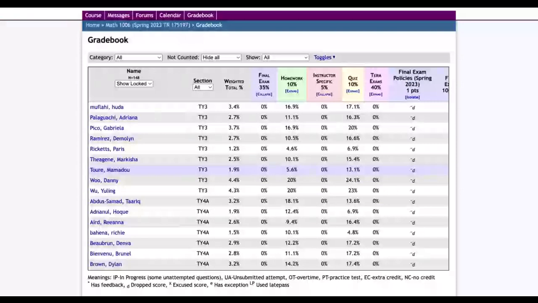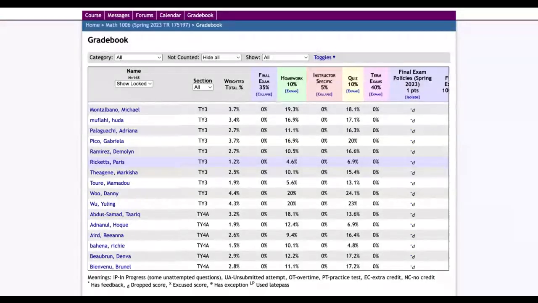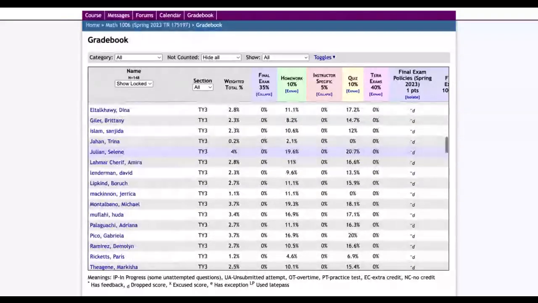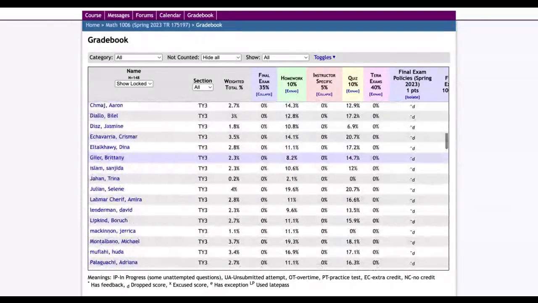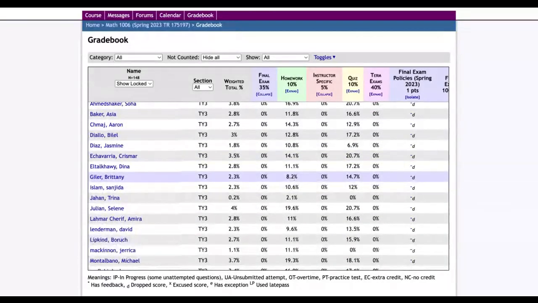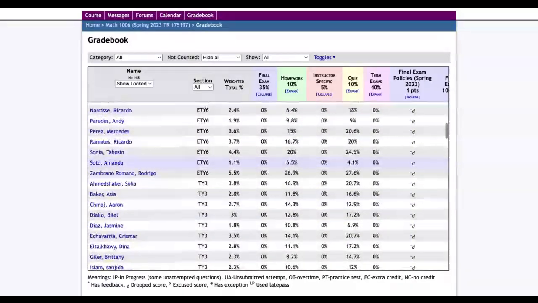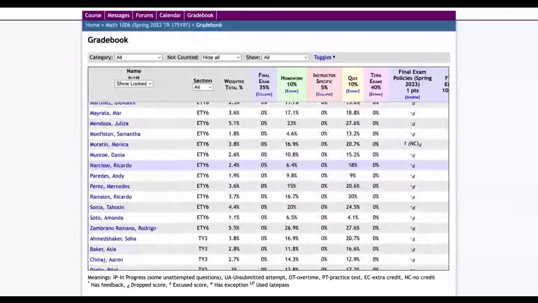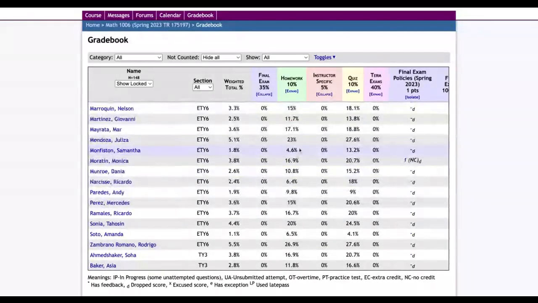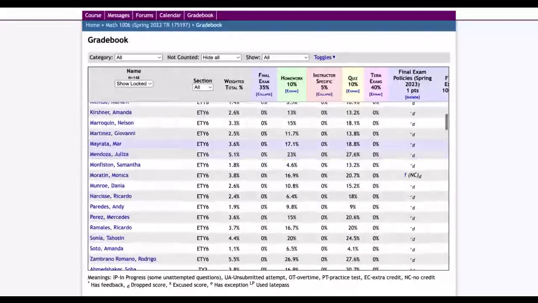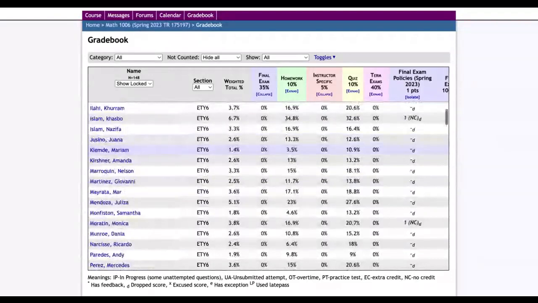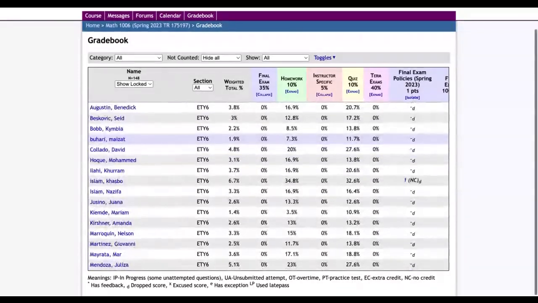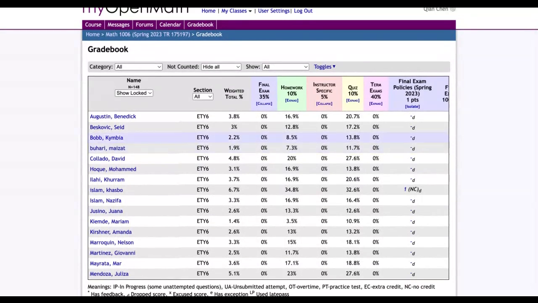5.6, Mamadou. 4.6, Paris. What a beautiful name. 9.6, David again. 2.1, Trina. 8.2, Brittany. Amanda, 6.5. Andy, 9.8. Ricardo, 6.4. Samantha, 4.6. Mary M, 3.5. Mizat, 7.3. Kimbia, 8.5.